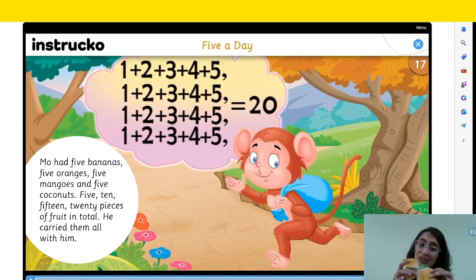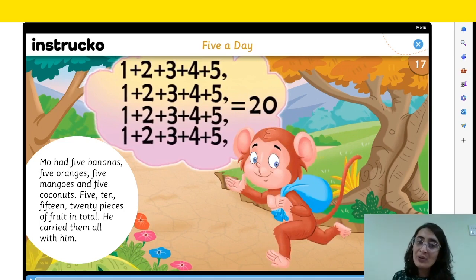So how many fruits in total now, after Mo got the mangoes? 15 fruits, correct. And now what is left to count? Only 5 coconuts are left to count. So 16, 17, 18, 19, 20. So how many fruits does Mo have in total now? 20 fruits, which is 5 bananas, 5 oranges, 5 mangoes, and 5 coconuts.